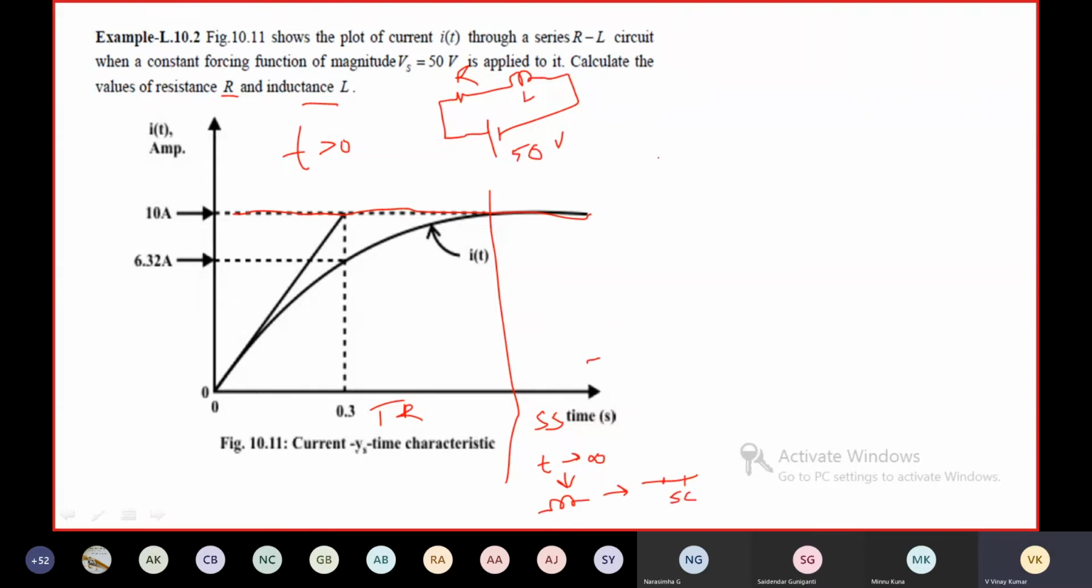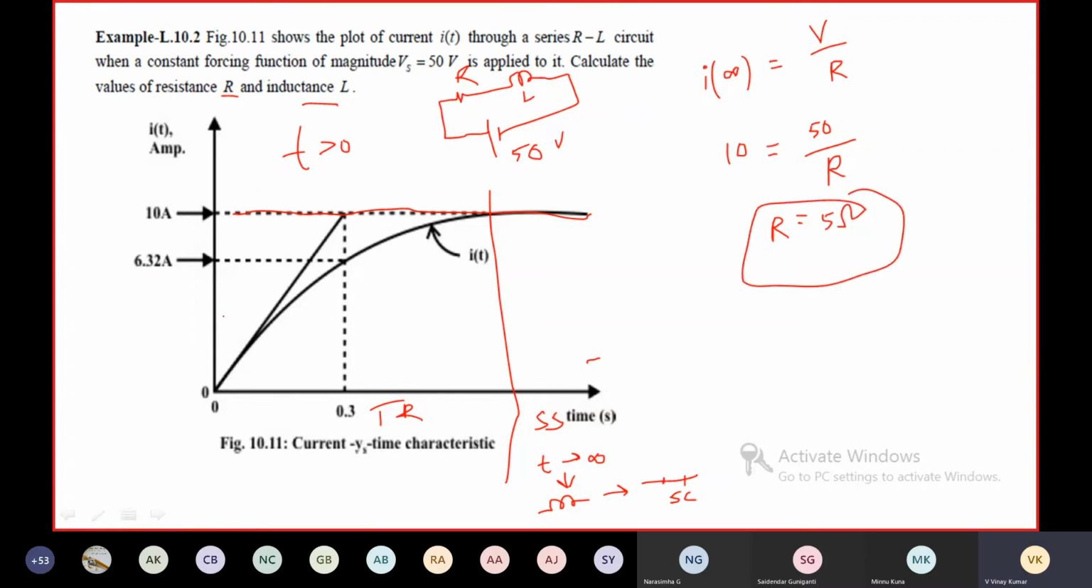When it is acting as a short circuit, that is I of infinity, and the current flowing through the circuit would be V by R. At steady state, what is the current in the graph? 10 amps. So 10 is equal to the applied voltage 50 divided by R, so you can find R is equal to 5 ohms.